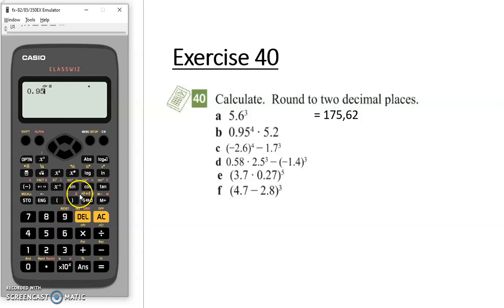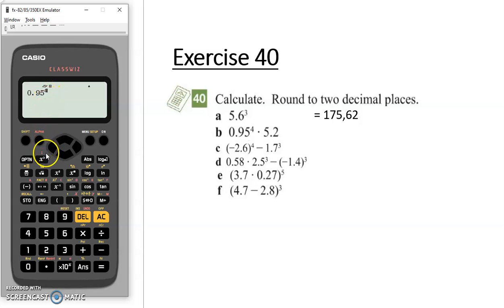0.95 to the power of 4. We do not find anywhere a button like x to the power of 3. Nowhere do we find x to the power of 4, only x to the power of 2. So in that case we need to push this one, x with a square above, because then we can fill in our own index. So push it and push the button 4. There you go. So 0.95 and the index is 4.